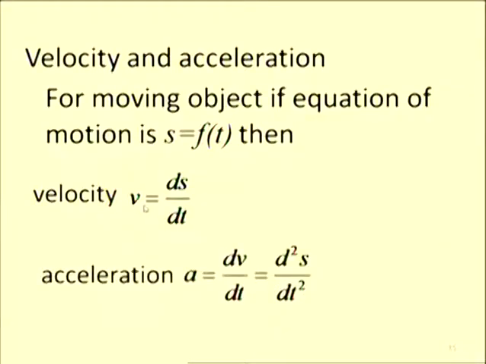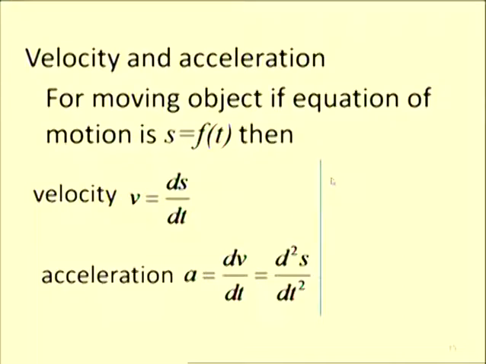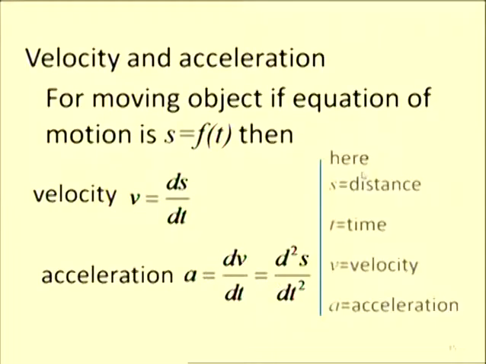Now acceleration, that is the derivative of v with respect to t, that is the rate of change in v with respect to time. So it is an acceleration a, that is dv by dt, or we can say it is a second order derivative of S with respect to t. It is a second order derivative of distance with respect to t. Here S is distance, t is time, v is velocity, and a is acceleration.